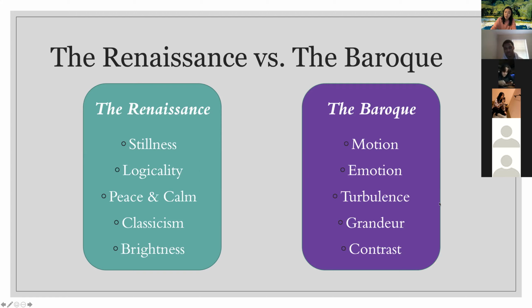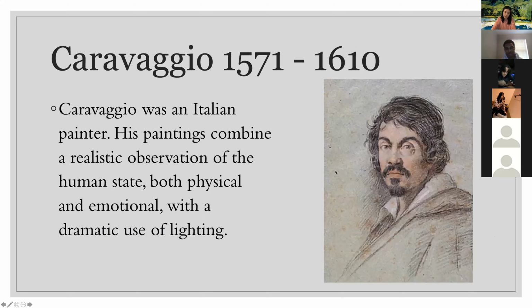So based on these Baroque art features, we're gonna see two Baroque artists today. The first artist is Caravaggio. Caravaggio was an Italian painter, and his painting combined a realistic observation of the human state, both physical and emotional, with the dramatic use of lighting. Let's see his work of art.